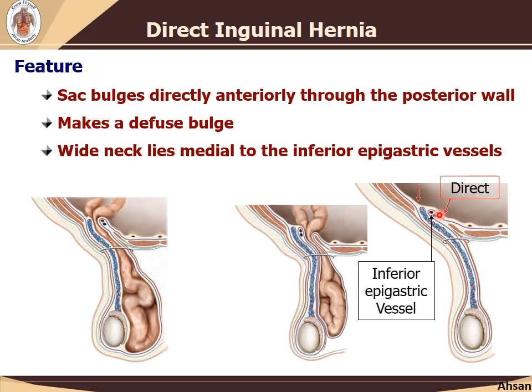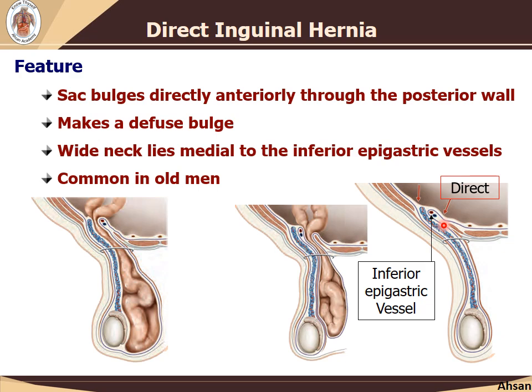The neck will be medial to the inferior epigastric vessels. In other words, we can say the inferior epigastric vessels lie lateral to the neck of this one. So these two are the important features. It occurs in older age. If you want to differentiate very early by clinically observing it, if the swelling is small and passing quickly to the scrotum, this is indirect inguinal hernia.